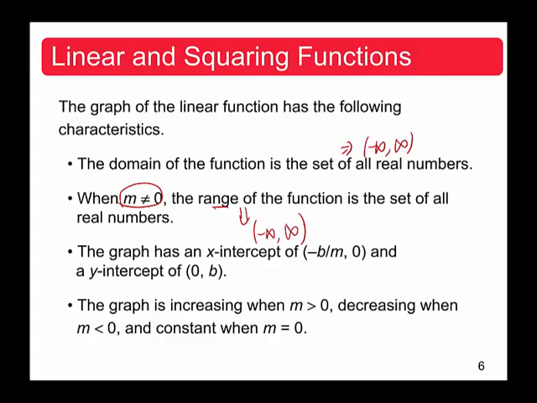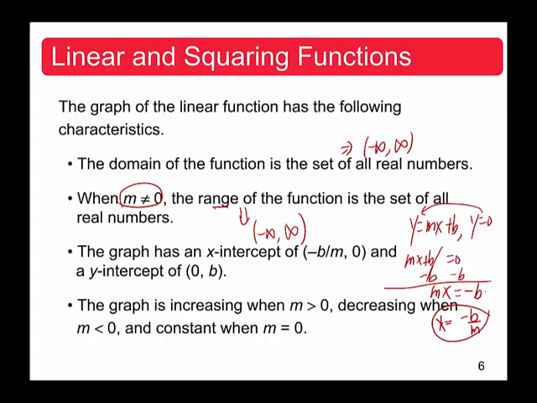And the graph has an x-intercept of negative b over m. It'd be easy to solve it here, y equal mx plus b. I'll find the x-intercept by setting y equal to 0. If you solve for x, mx plus b equal to 0, then subtract b from both sides of the equation. Mx equal to negative b, okay, x equal to negative b over m. And that's how we get that. And the y-intercept is (0, b).